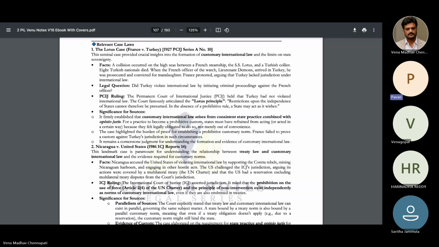Significance for sources: it firmly established that customary international law arises from consistent state practice combined with opinio juris. For a practice to become prohibitive custom, states must have refrained from acting, or acted in a certain way, because they felt legally obligated to do so, not merely out of convenience. The case highlighted the burden of proof for establishing a prohibitive customary norm. France failed to prove a custom against Turkish jurisdiction in such circumstances. It remains a cornerstone judgment for understanding the formation and evidence of customary international law.